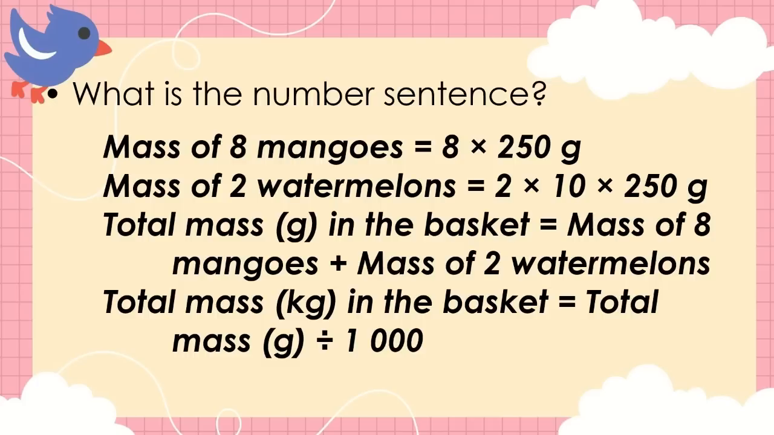What is the number sentence? Mass of 8 mangoes equals 8 times 250 grams. Mass of 2 watermelons equals 2 times 10 times 250 grams. Total mass in gram in the basket equals mass of 8 mangoes plus mass of 2 watermelons. Total mass in kilogram in the basket equals total mass in gram divided by 1000.